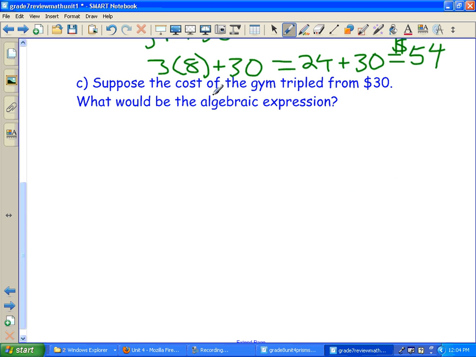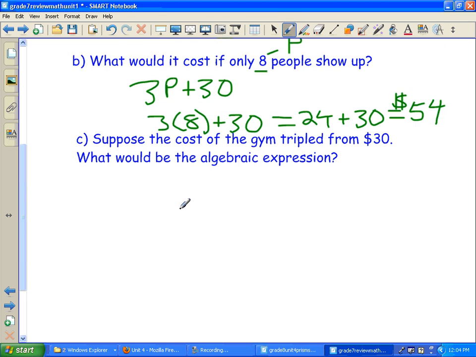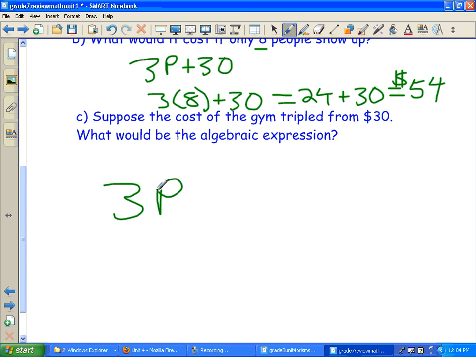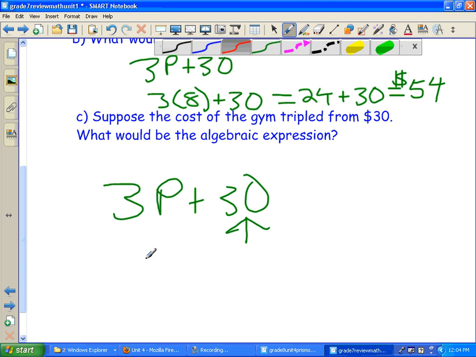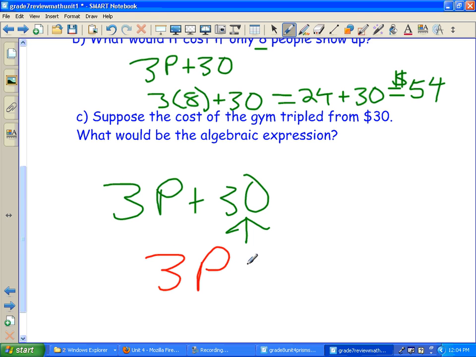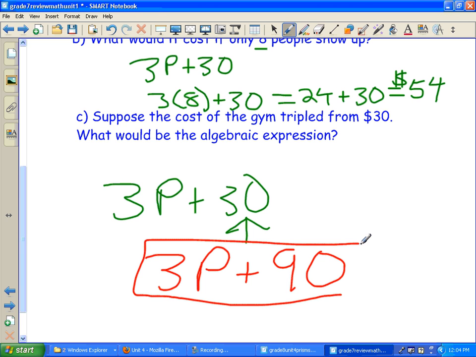Now, suppose the cost of the gym tripled from 30. What would be the algebraic expression? So, our original expression was 3P plus 30. And they're saying, what if this tripled? So if we multiply this by 3, our new expression would be still $3 per person, plus not $30 to rent the gym, but $90 to rent the gym. So there's our new algebraic expression.